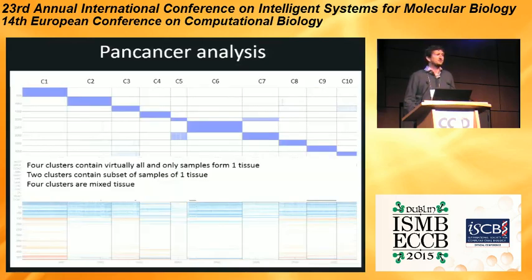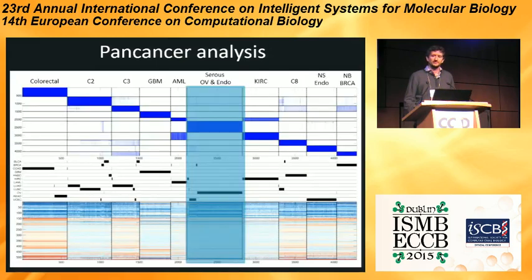And finally, there are 4 clusters which are of mixed tissue. Cluster 2 is the serous ovarian cancer cluster, which also contains serous endometrial samples. So this means that serous endometrial cancers are more similar to ovarian cancers than other endometrial cancers.